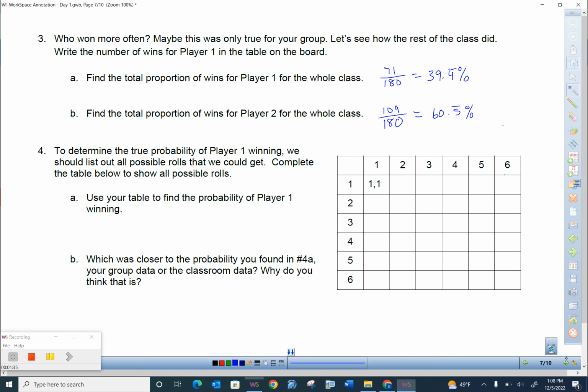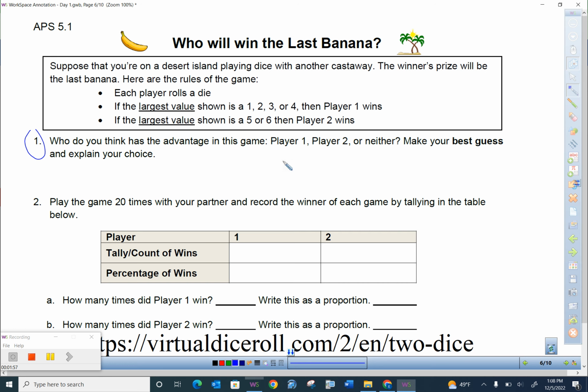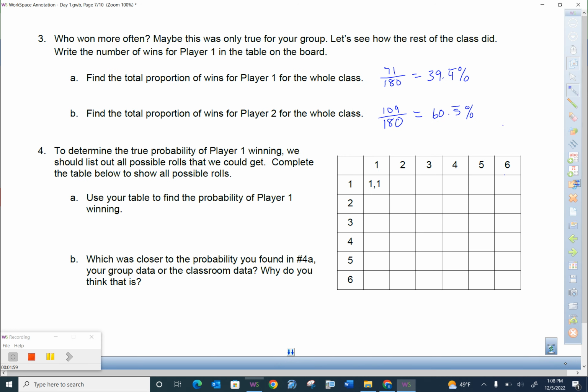Alright, when we did this as a whole class, the proportion of everyone was 71 out of 180 for player 1 being the winner, and 109 player 2 being the winner. So based on our simulations of nearly 200 trials, it seems like player 2 has the advantage, which may or may not have been what you decided on your guess. So what we're going to do is talk about these things, which you just did, both on number 2 and number 3, which is observed probability.